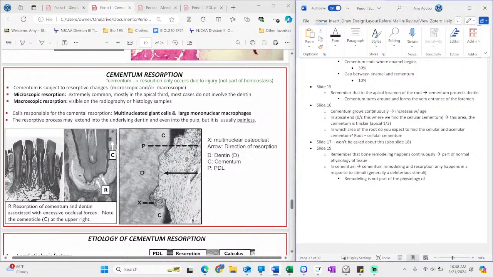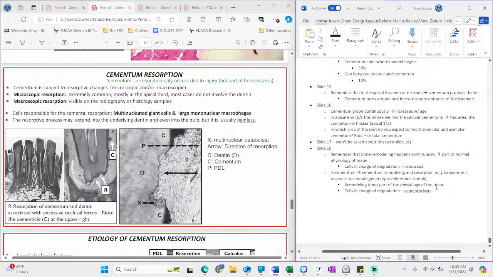In bone, the cells in charge of degradation are osteoclasts. In cementum, cementoclasts. And because this happens only when needed, it's very difficult to see them in any histological section. So no one is ever going to ask you to identify them. Just remember that the same way that osteoclasts are modified macrophages, cementoclasts are also modified macrophages.